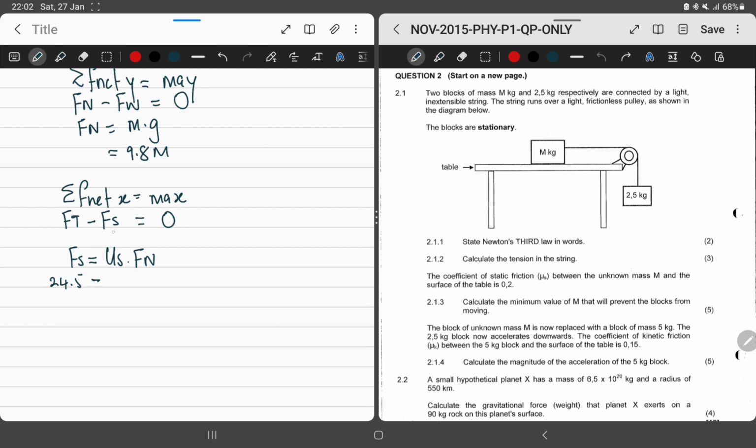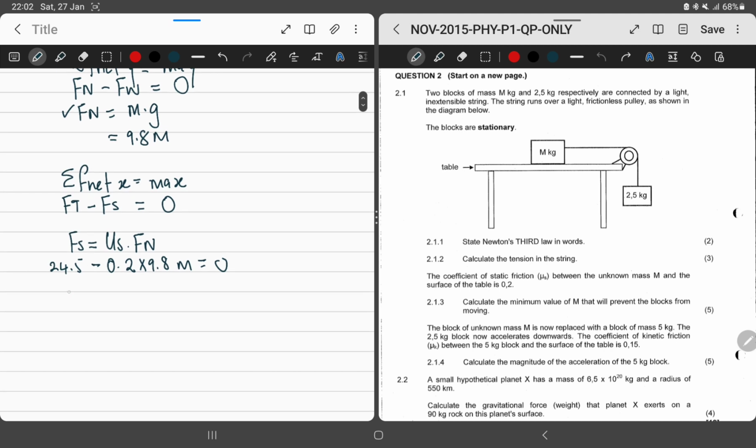So this is mu_s, which we are given as 0.2. And then the normal force we have as 9.8 multiplied by m. So 24.5 is equal to 0.2 multiplied by 9.8 multiplied by m. Therefore, the mass of the block is 24.5 divided by 1.96. This is 12.5 kilograms.